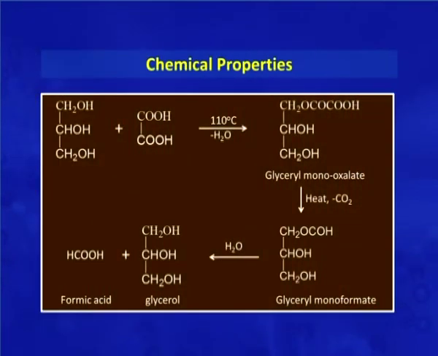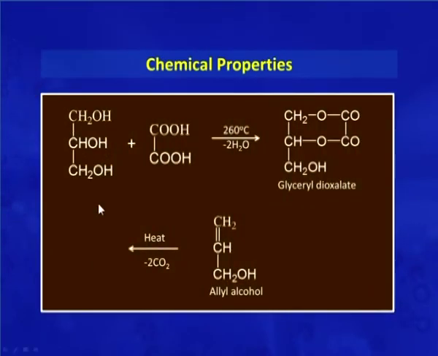Glycerol reacts with excess of oxalic acid at 110 degrees centigrade to form glycerol as well as formic acid. First of all, there is formation of glyceryl monooxalate, which removes a molecule of carbon dioxide to form glyceryl monoformate, which upon removal of water molecule forms formic acid and glycerol.